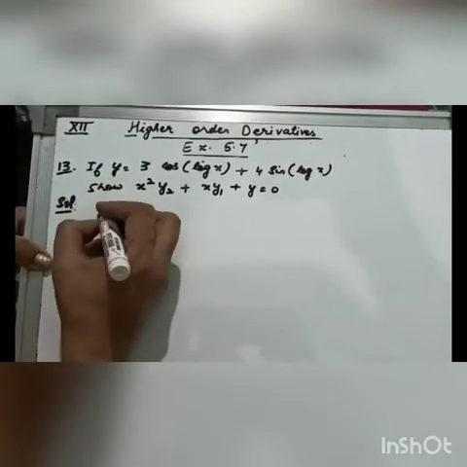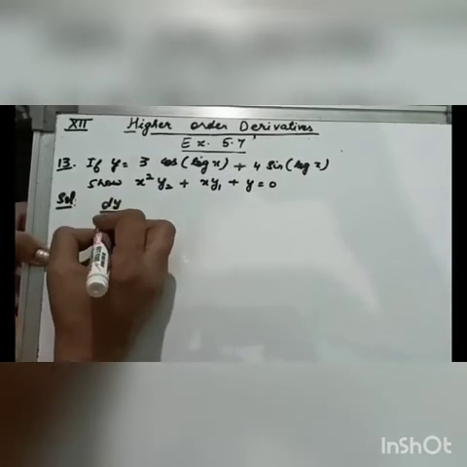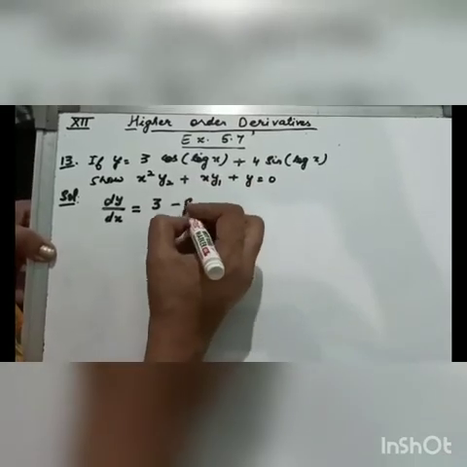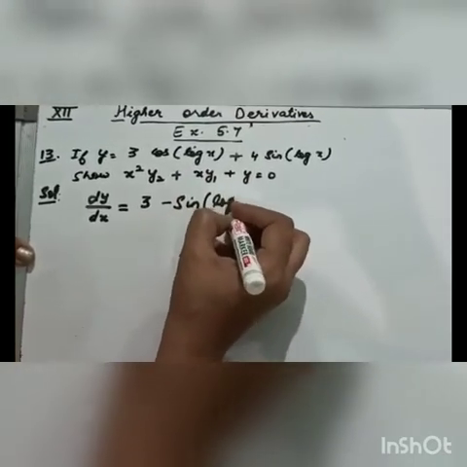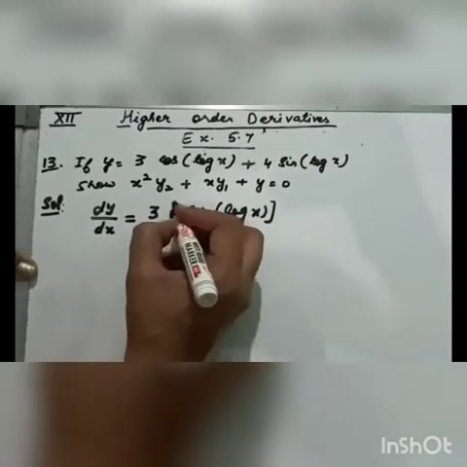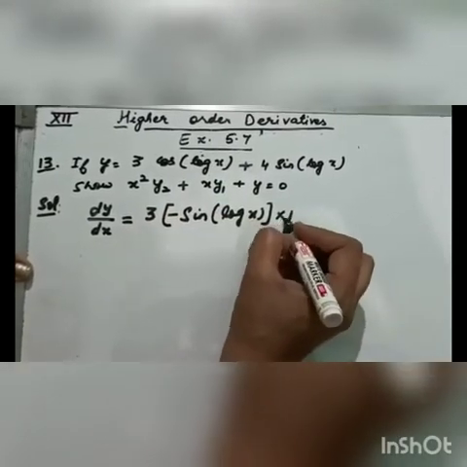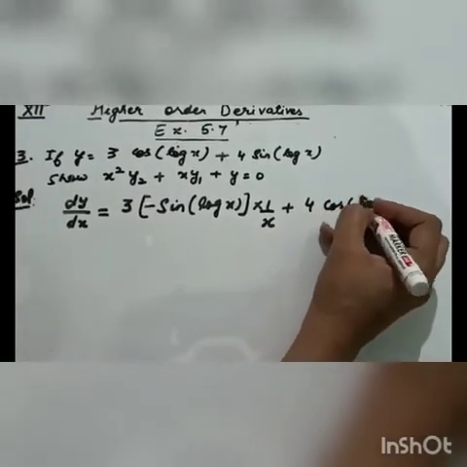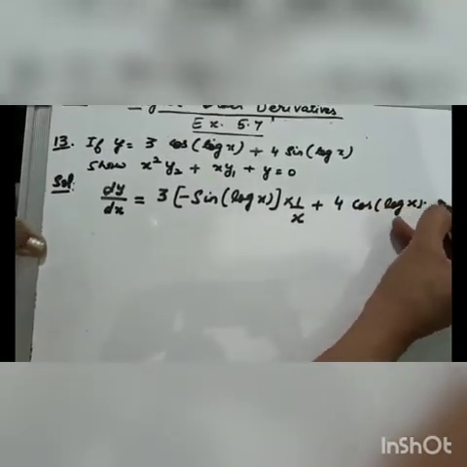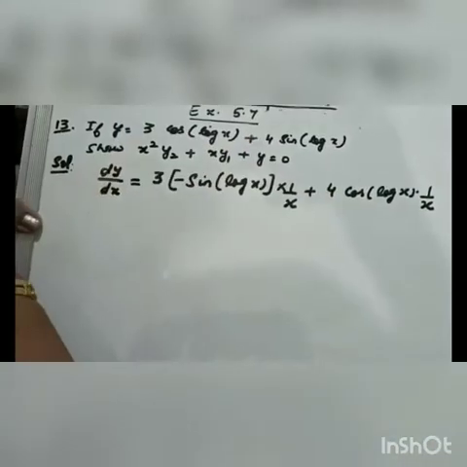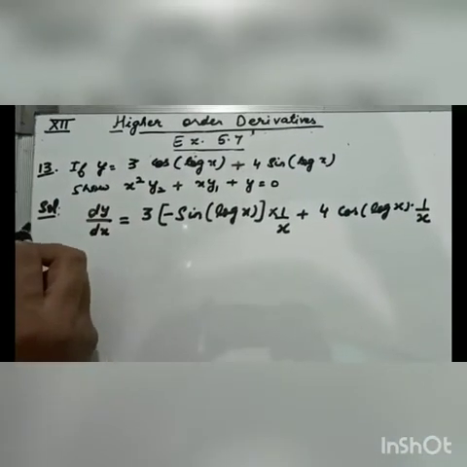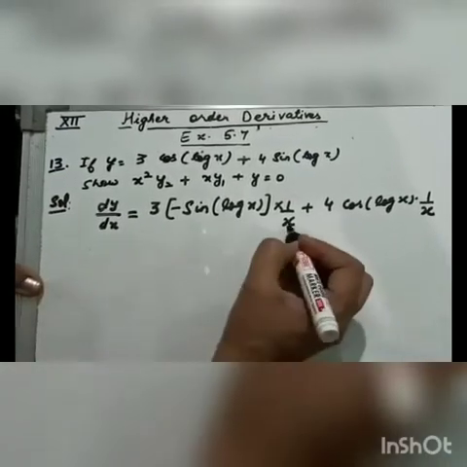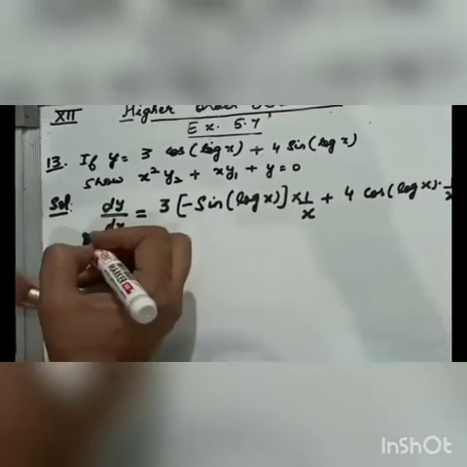To differentiate y with respect to x, dy by dx is equal to 3. Derivative of cos theta is minus sin theta. Derivative of log x is 1 by x, plus 4 as it is cos log x. Again the derivative of log x is 1 by x. So differentiate with respect to x and write down the first order derivative. Now take this x on the left hand side.